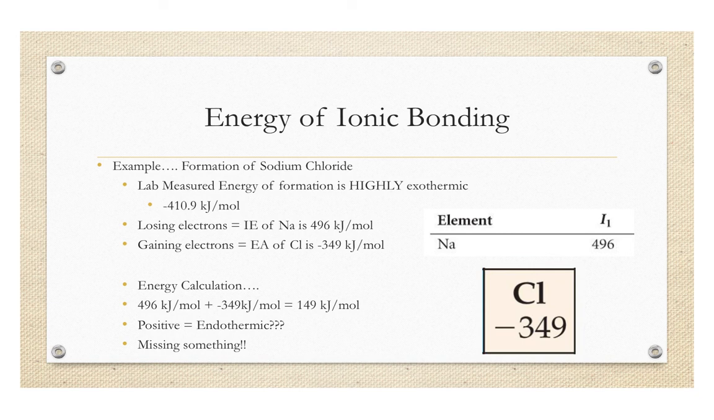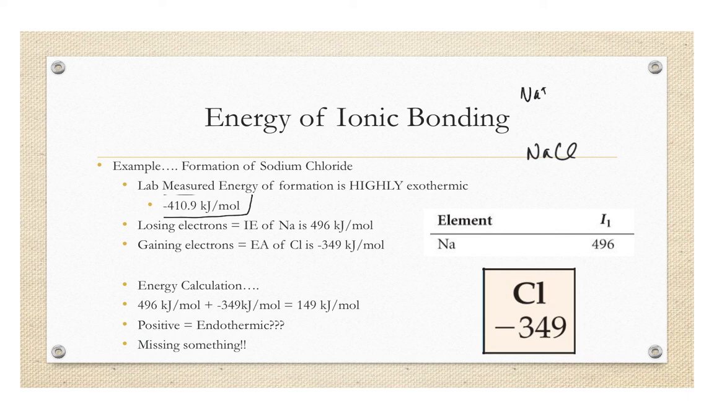If we think about the formation of sodium chloride, NaCl, we can measure in the lab that the formation of NaCl from sodium and chlorine is highly exothermic. It's negative 410 kilojoules per mole. Okay, so in order to get sodium chloride, we need to make Na+ and Cl-. So that means we need ionization energy for sodium and electron affinity for chlorine.